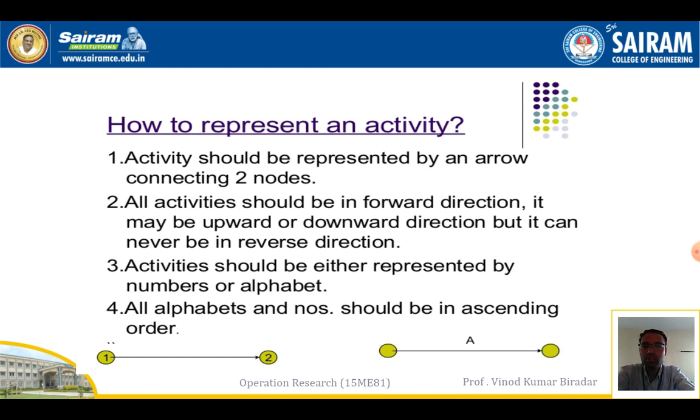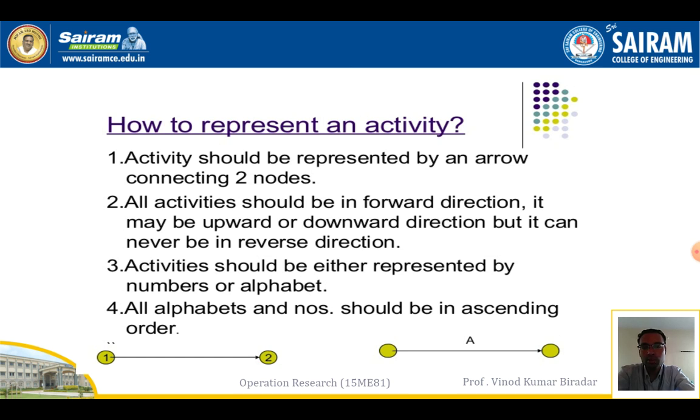Okay, the first one is the activity should be represented by an arrow connected between two nodes. So arrow, it is an activity. You can show the arrow mark between two points or two activities. Okay, all activities should be in the forward direction. It may be upward or downward direction, but it can never be in a reverse direction. So all the activity arrow marks should be in the forward direction as shown here. It may be top or down, that doesn't matter, but it should not be in a reverse direction. That is the main thing that you understand.